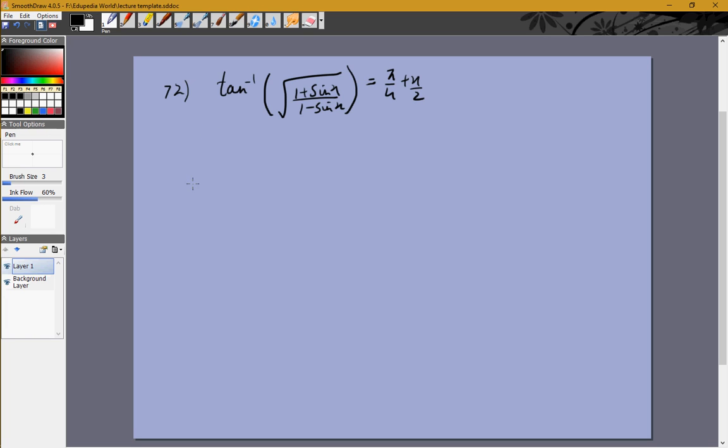It's not that hard. So root of (1 plus sin x) by (1 minus sin x). What we'll do is, one we'll write it as sin square x by 2 plus cos square x by 2 in both the numerator and denominator, and sin x we'll write as 2 sin x by 2 cos x by 2. So what we'll get is a square plus b square plus 2ab, and in the denominator a square plus b square minus 2ab, or a plus b whole squared by a minus b whole squared, and the root of that will give me a plus b by a minus b.